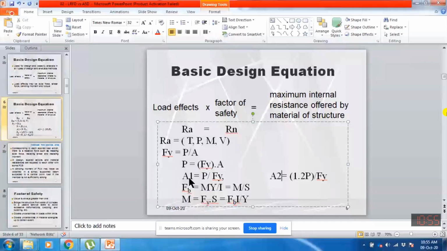If I have already multiplied by a certain factor of safety, if I have already increased the load, then the computed area will be more than required. It means that even if the load is increased, the strength of the structure will be sufficient.